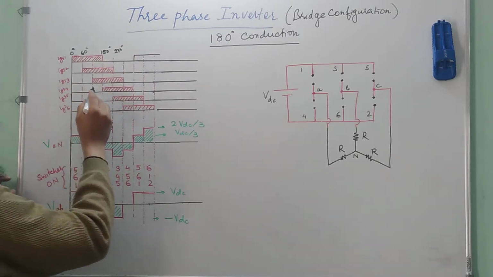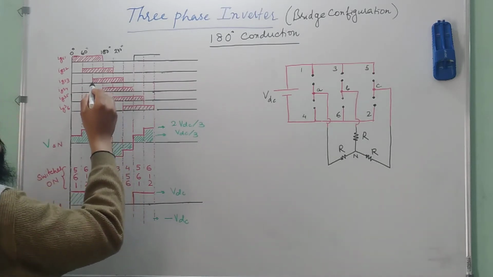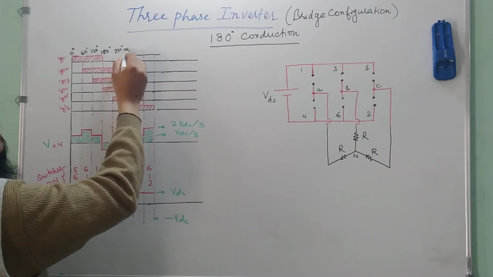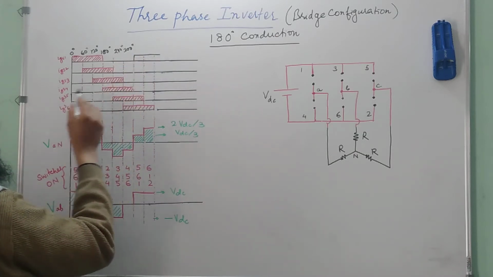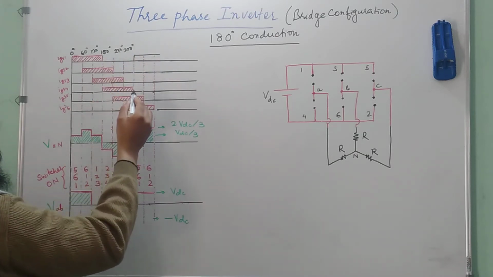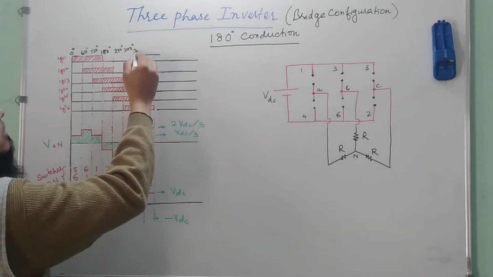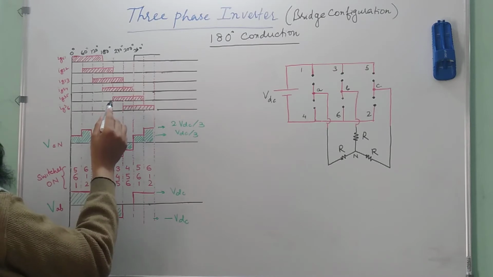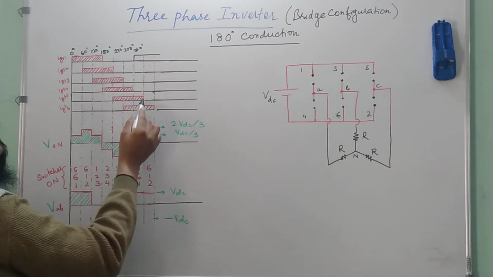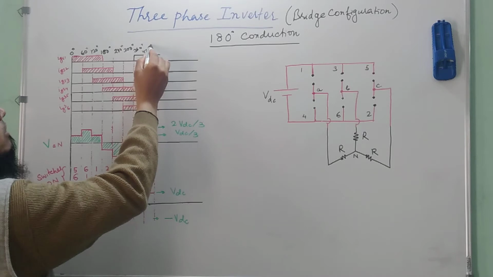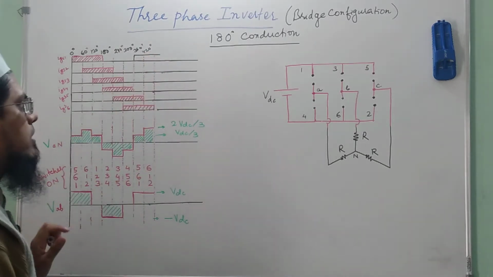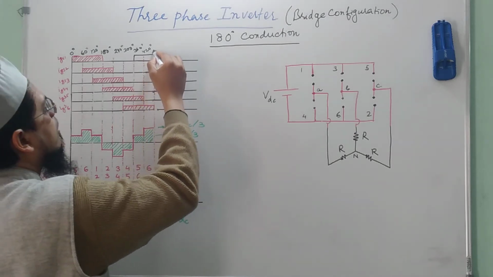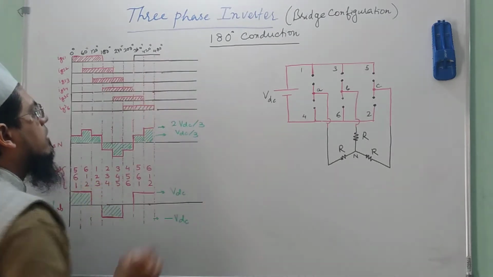The third switch is given the firing pulse at 120 degrees and it continues till 300 degrees. Similarly, the fourth switch is given a firing pulse at 180 degrees and continues till 360 degrees. Then the fifth switch is given the firing signal at 240 degrees and it continues till 420 degrees. Then the sixth switch is given the firing pulse at 300 degrees and it continues conducting till 480 degrees.